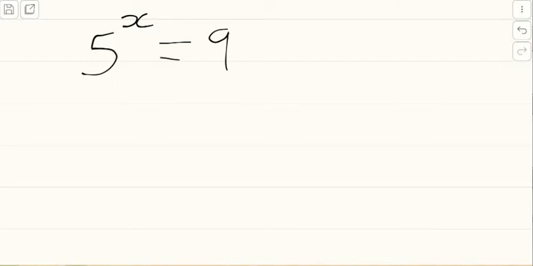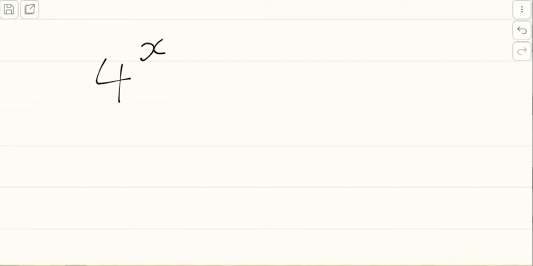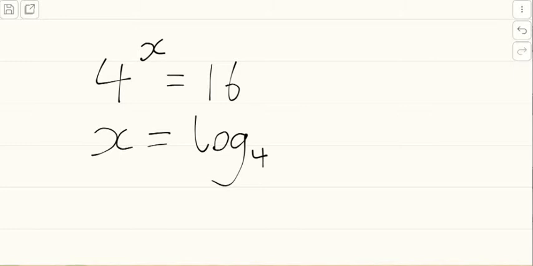Before we look at this example, I'm just going to look at an easier example and we're going to look at it with logarithms. Suppose you had 4 to the power of x equals 16. Now, the question that we're asking ourselves is: 4 to the power of what is equal to 16? One way in which you can write it is like this. We can say that x is equal to what we call log to the base 4 of 16.